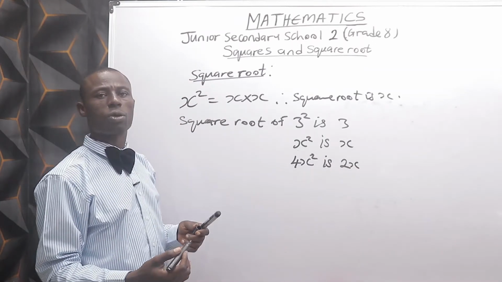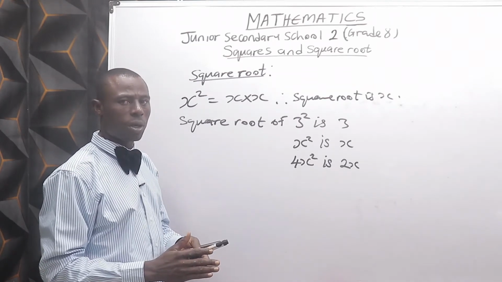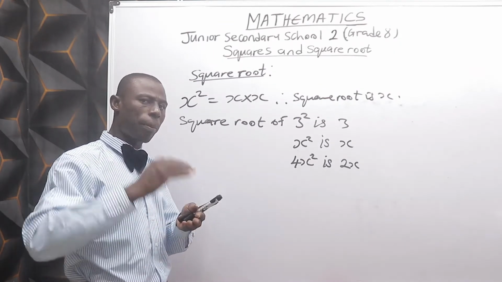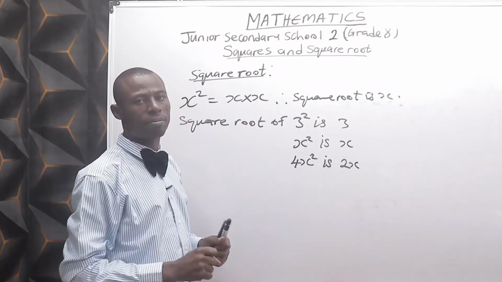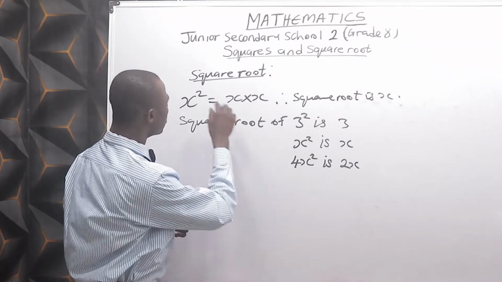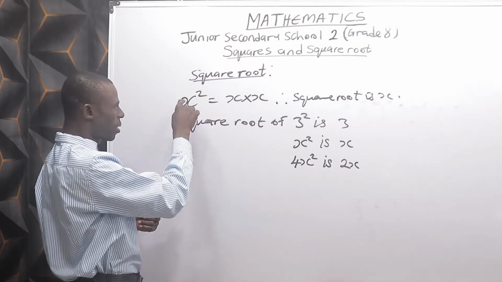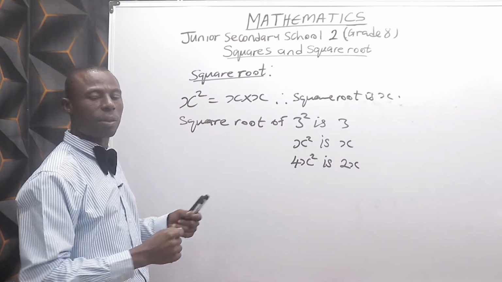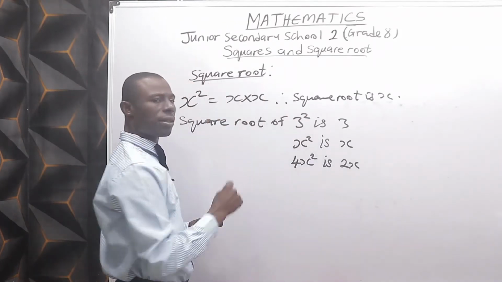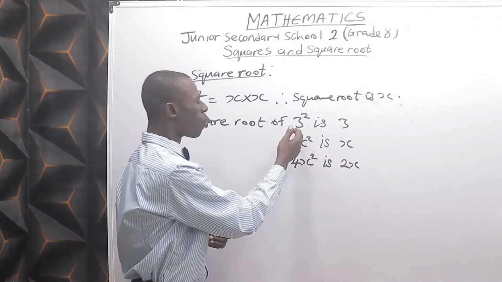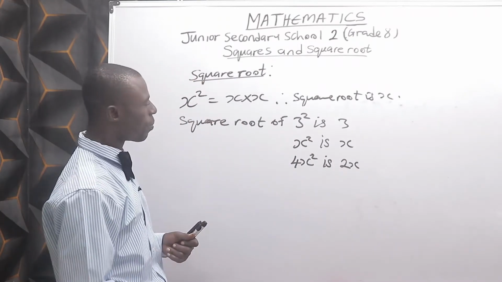When you are to find the square root of a number, try to express the number in index form. The number that carries the power 2 is the square root of the whole system. As in, x carries power 2, so the square root of the whole system is x. 3 squared, 3 carries power 2. The square root of the whole system is the 3 that carries power 2.